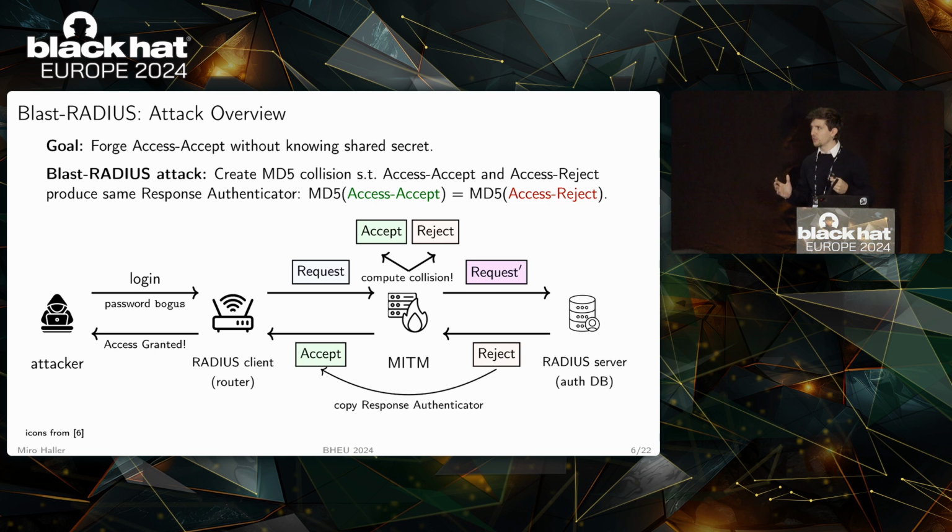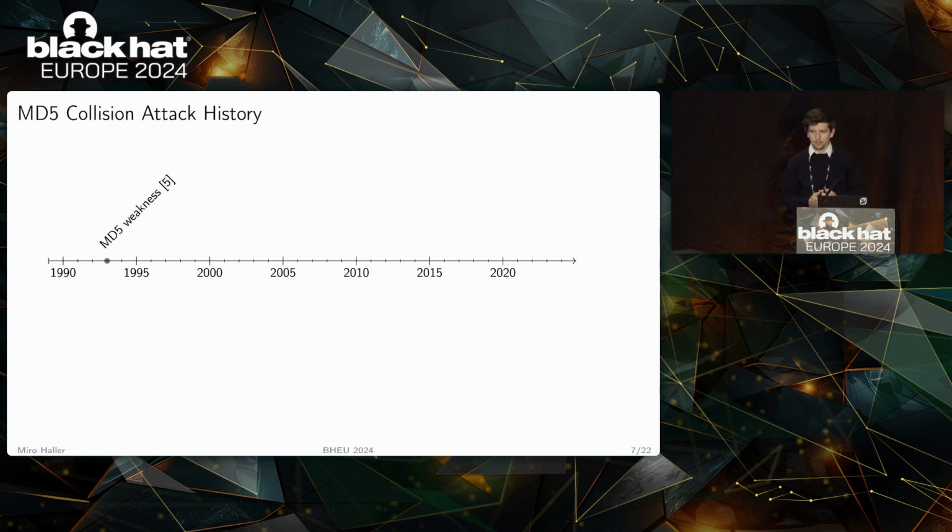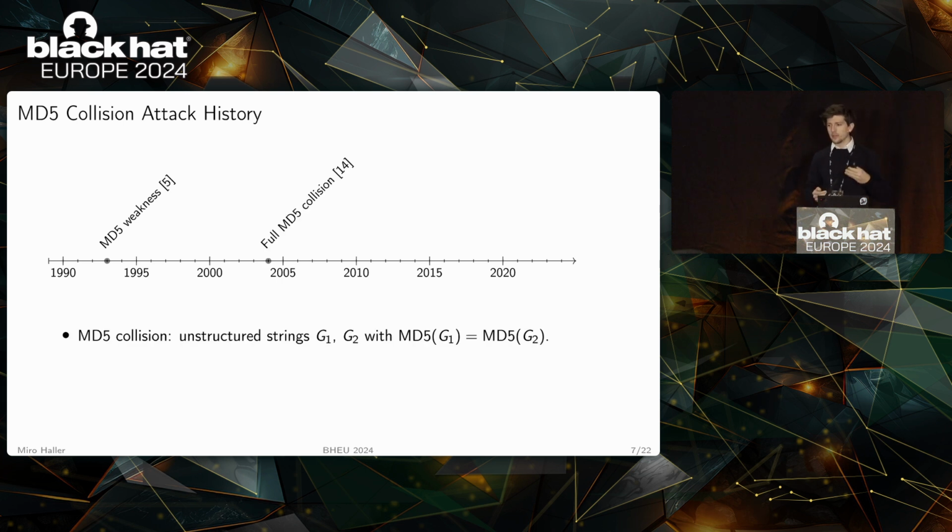So in order to understand how this works on a technical level, we need to first revisit MD5 collisions. The first weaknesses in MD5 were found in 1993, but it took until 2004 to find full MD5 collisions. A full collision means that we find two unstructured strings of bytes, which we call gibberish, G1 and G2, such that the MD5 hash of G1 equals the MD5 hash of G2. Now, these collisions can be computed in seconds on a laptop, but they're not very useful for an attacker.